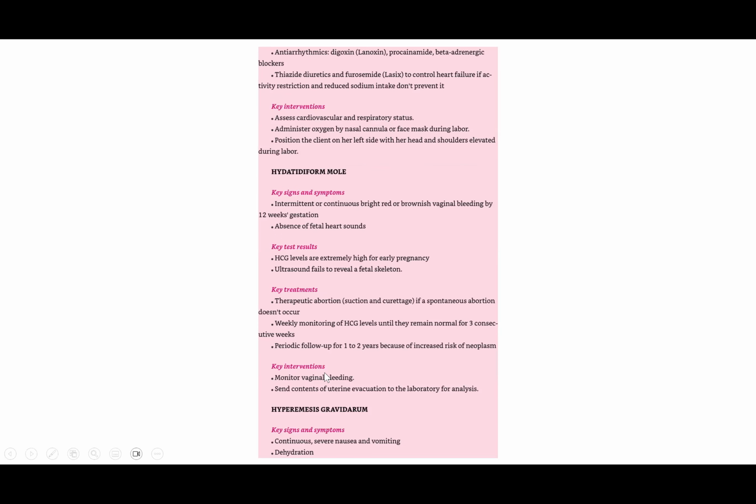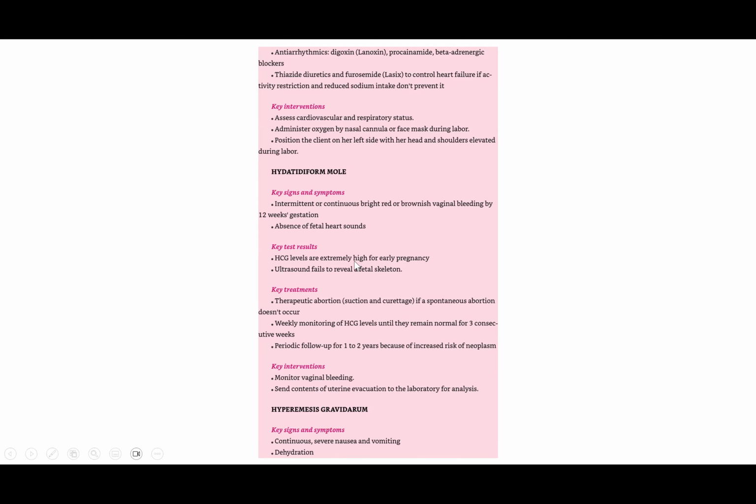And then going over the treatments, always anticoagulants, especially if we have an electrical current issue, because we don't want to throw a clot. The person could be put on antiarrhythmics such as the DIG, beta adrenergic blockers, thiazide diuretics, furosemide, which is Lasix, can control heart failure, and reduce sodium intake. We need to assess cardiovascular and respiratory status, always on our patients, administering oxygen by nasal cannula or face mask during labor, positioning the client on their left side with their head and shoulders elevated during labor.